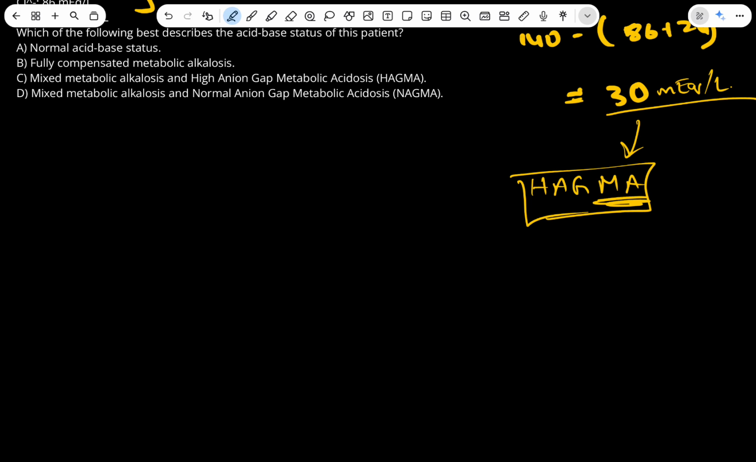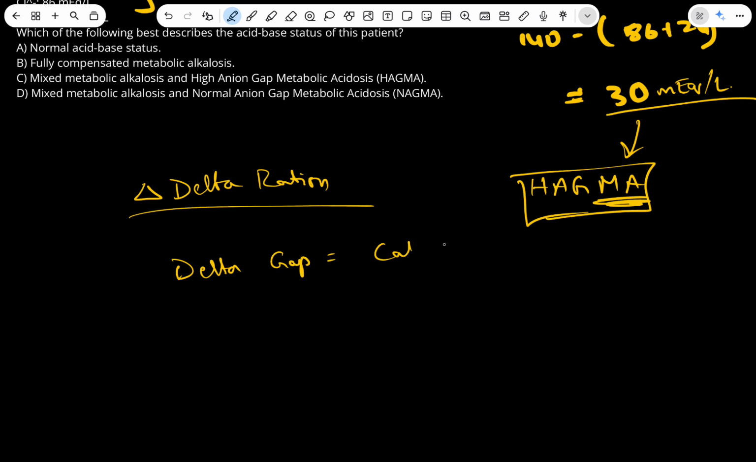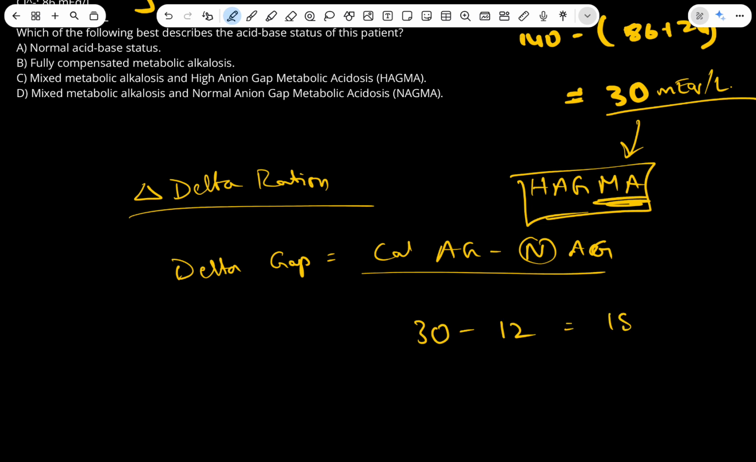If you want to know the second component, if it is compensated or anything, in this case you should calculate the delta ratio, which is nothing but delta gap, equal to calculated anion gap minus normal anion gap. Calculated is 30, normal is around 12 if you take an average, so that is 18. So this is the delta anion gap.